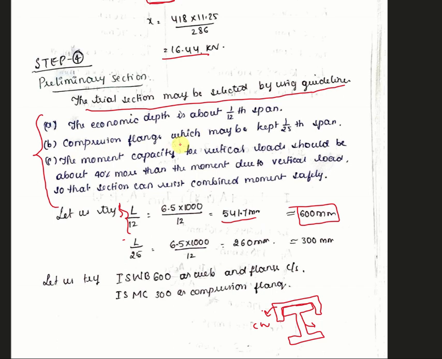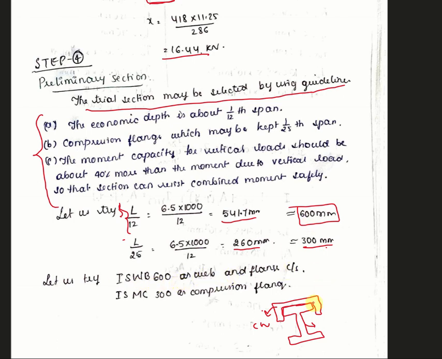L by 25 for compression flange is for this channel section. What should that be? L by 25, that is 6.5 into 1000 as mm, by 25. We will get it as 260 mm. So let us round it to 300 mm. So matching this, let us try ISWB, Indian Standard Wide Beam 600.